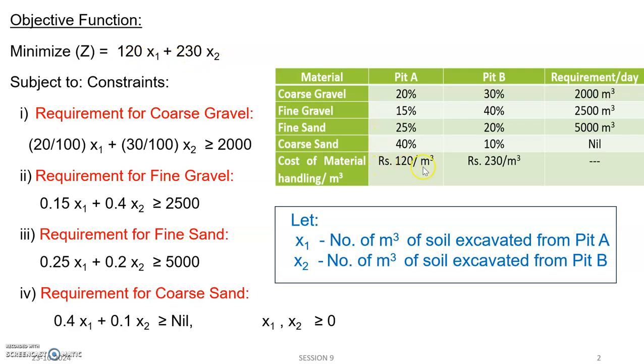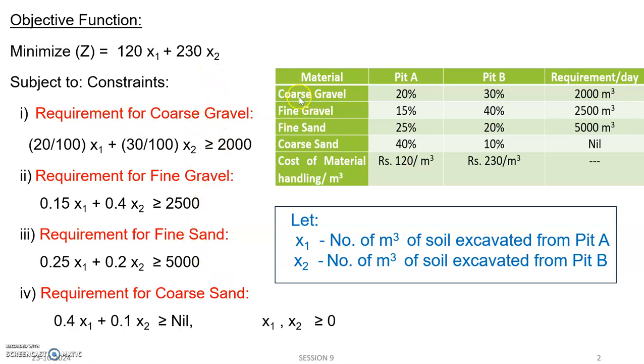That is, if I extract 1 cubic meter of soil from pit A, it will cost me 120 rupees. I am going to extract x1 units from pit A, so my total cost is going to be 120 x1. Similarly, 1 unit extracted from pit B will cost me 230 rupees. I am going to extract x2 units. Therefore, my total cost of soil extracted from pit B will be 230 into x2. So that is our objective function. Now 4 constraints are there in the problem.